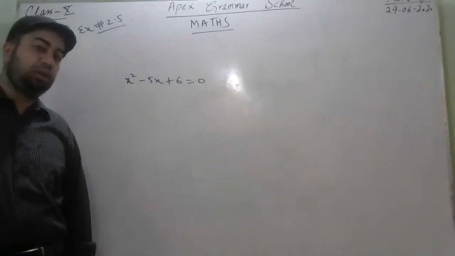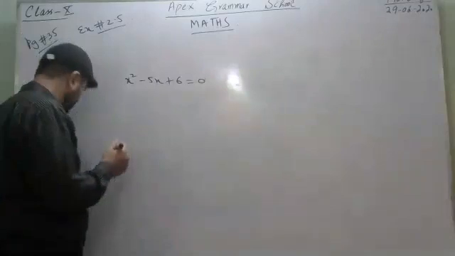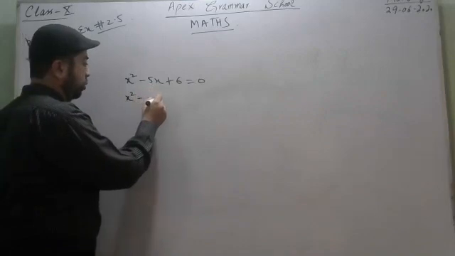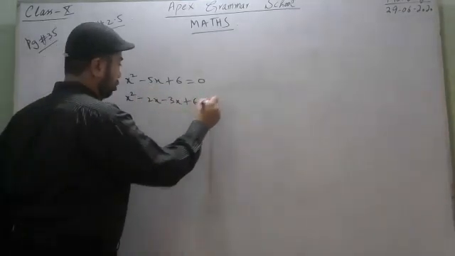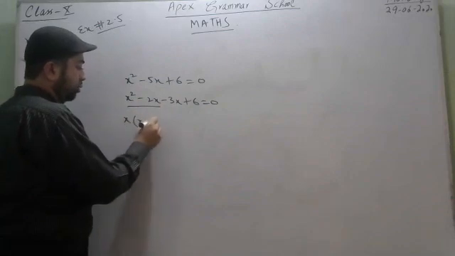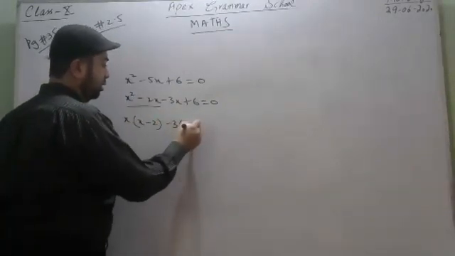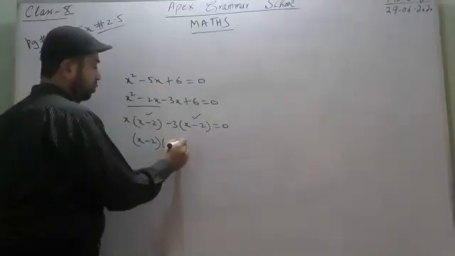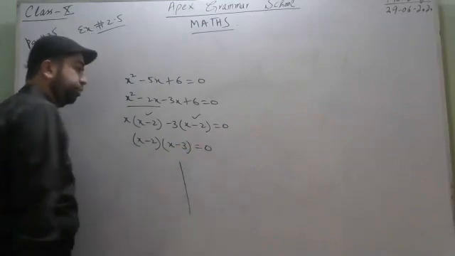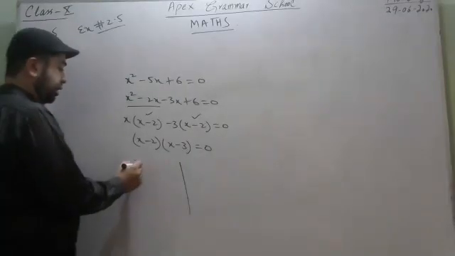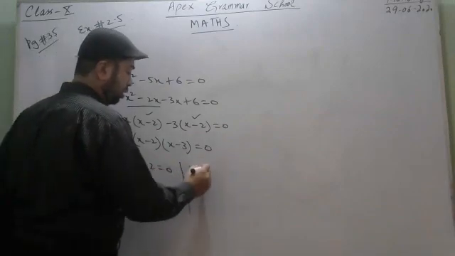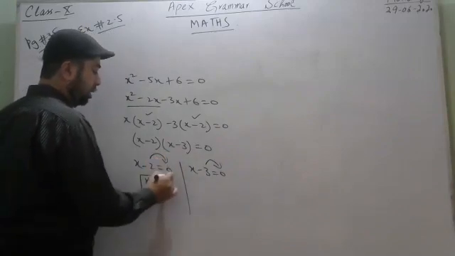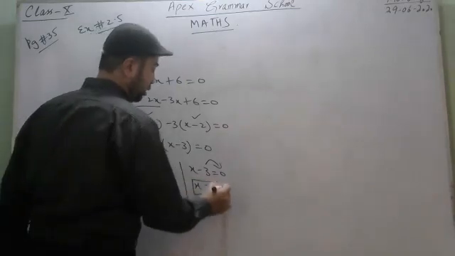After solving it, if I apply factorization here, by middle term breaking: x square minus 2x minus 3x plus 6 is equal to 0. That makes x common, and that makes minus 3 common. X minus 2 and x minus 3 is equal to 0. After that, x minus 2 is equal to 0 and x minus 3 is equal to 0. That makes two values of x. First is x is equal to 2 and second is x is equal to 3, and that's it.